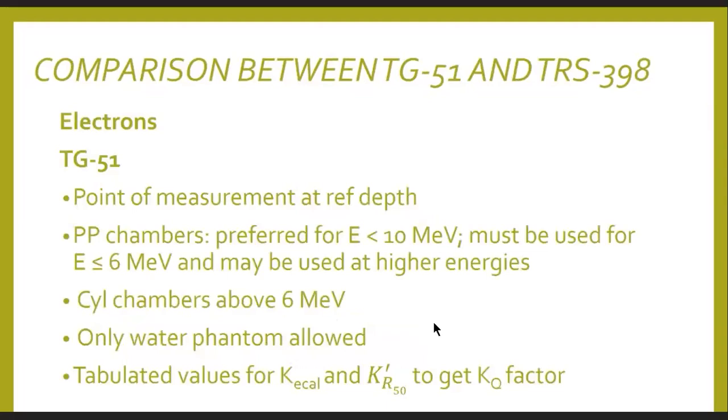In case of electrons in TG51, the point of measurement is at the reference depth, which is the central axis of the cylindrical chambers. Parallel plate chamber usage is preferred below 10 MeV, and must be used below 6 MeV. The cylindrical chamber can be used above 6 MeV. Only a water phantom is allowed in the measurement. We have tabulated values for K_ecal and KR50 prime to get the KQ factor.